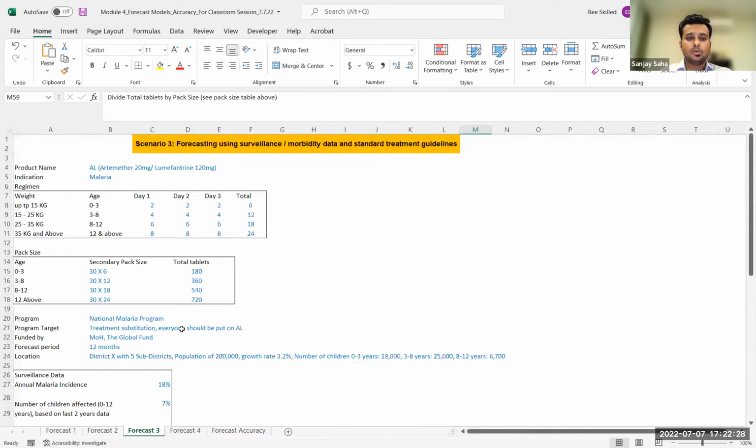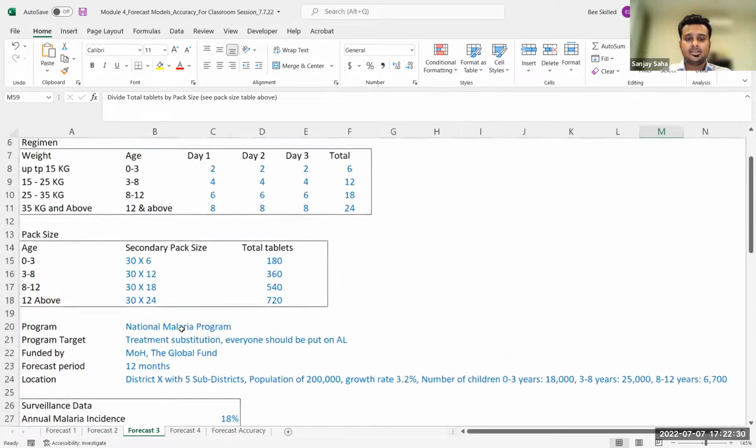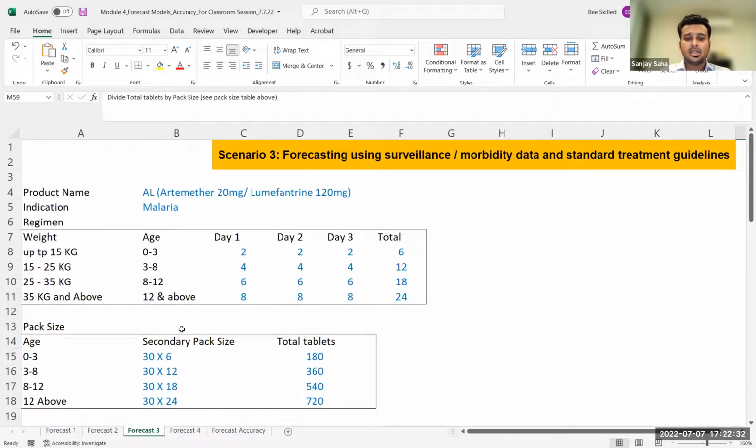Let me quickly go to forecast 3 directly here in the Excel. I think we have some time. I will quickly explain this. I'm only going to take 5 minutes here. You can read about it later. This one is for malaria using surveillance or morbidity data, and using standard treatment guidelines.